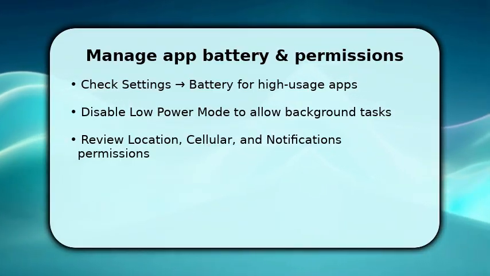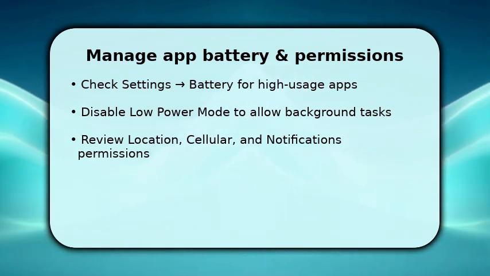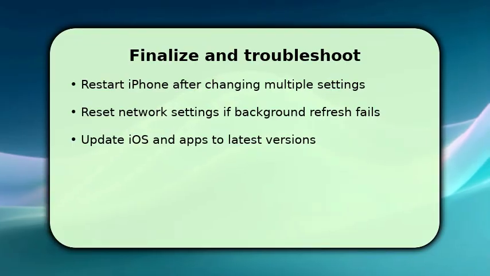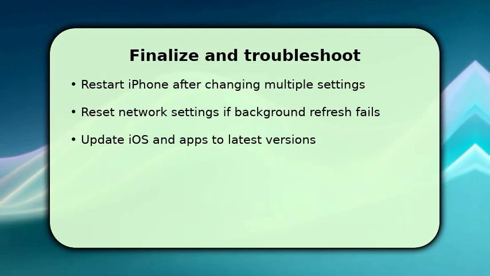Finally, use background app refresh plus selective permissions to balance updates with battery life. Finish by restarting your iPhone to apply background changes and clear any stalled processes. If an app still won't update, try toggling its background app refresh off and on, then reboot.